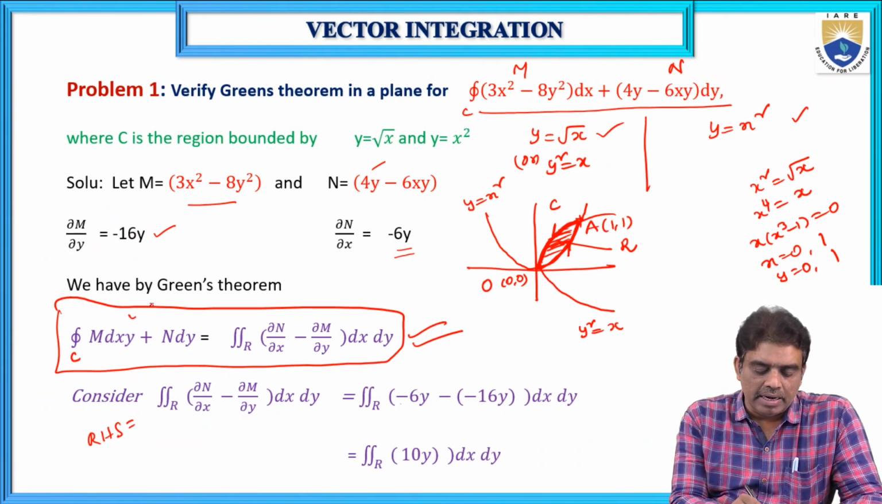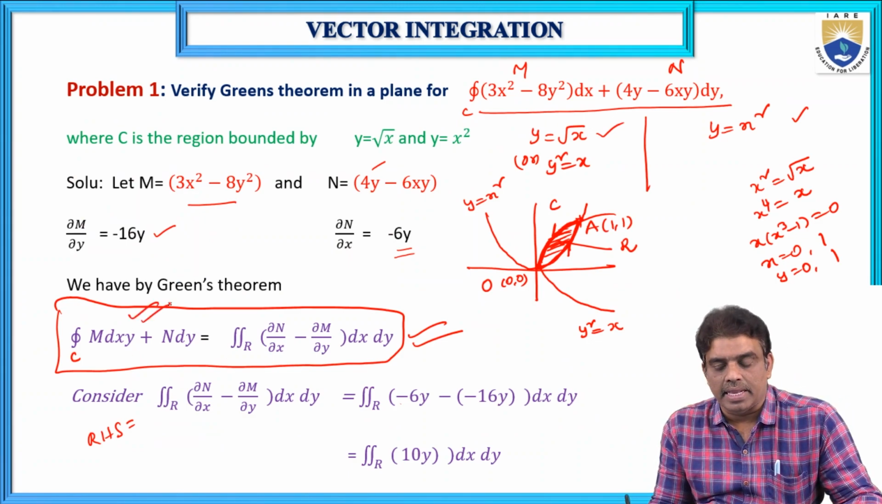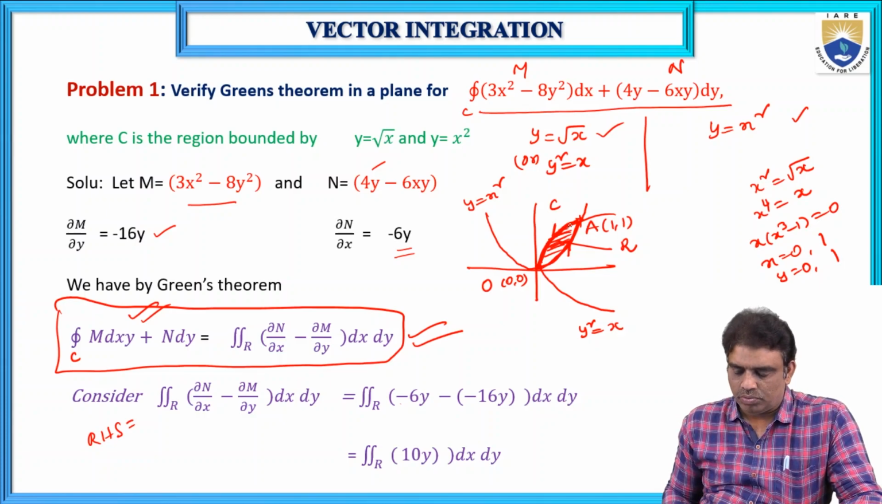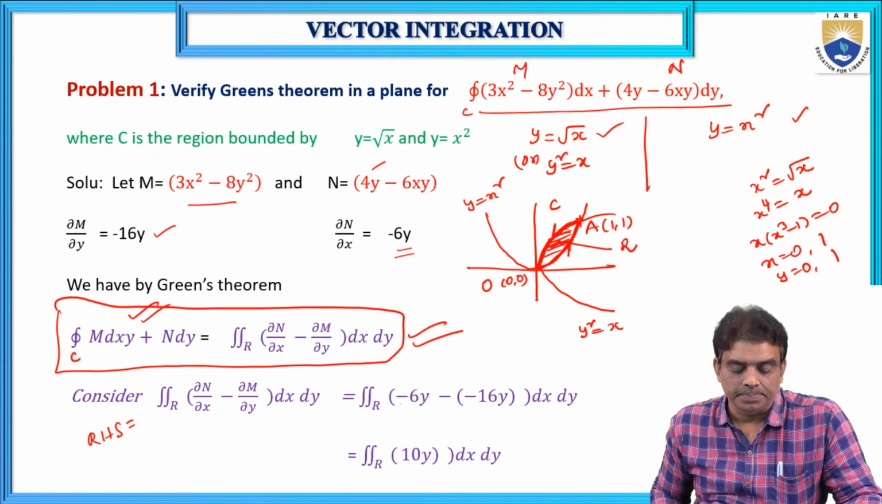Similarly, we have to consider the left hand side value and you have to evaluate along OA and along AO. That will be the complete closed curve C.